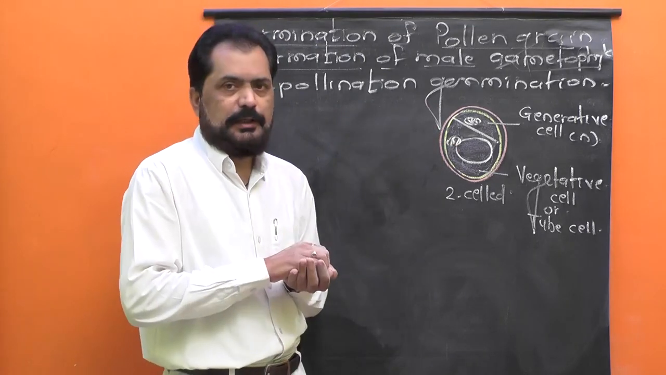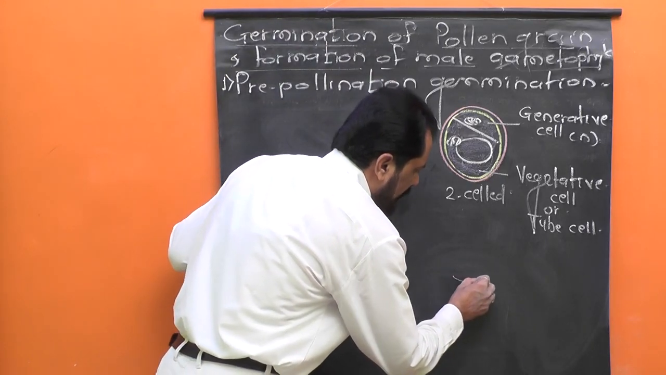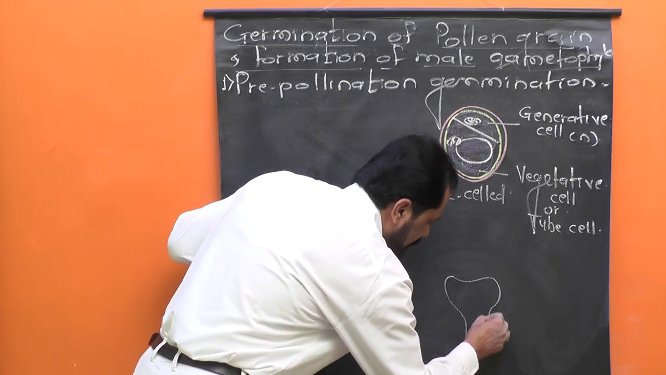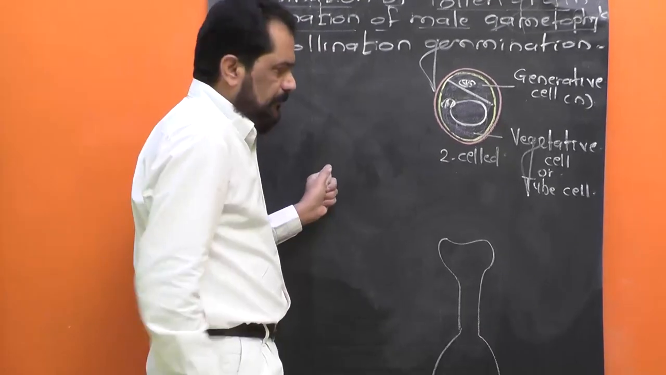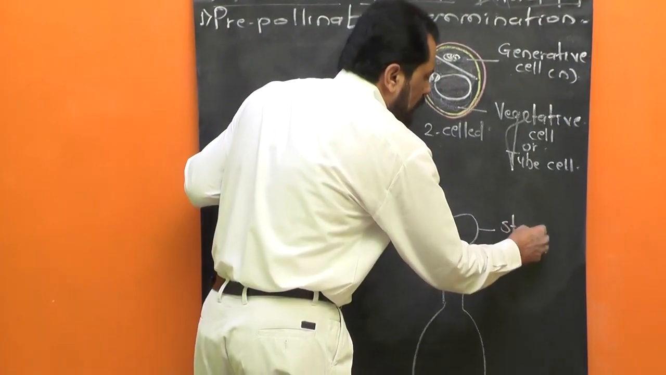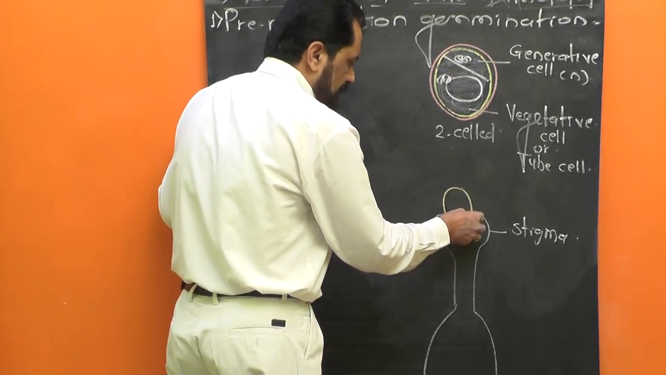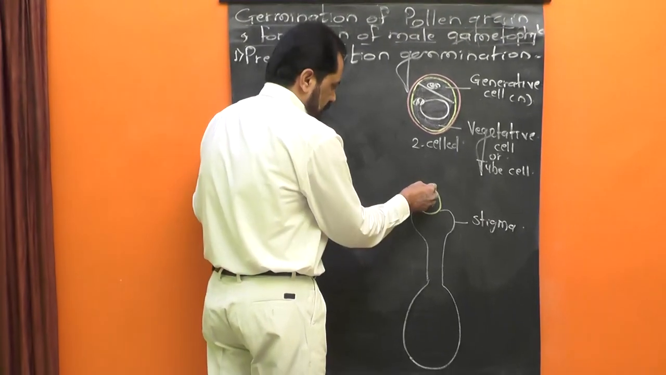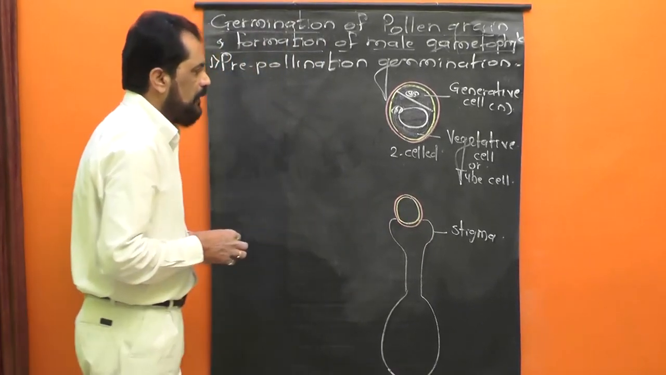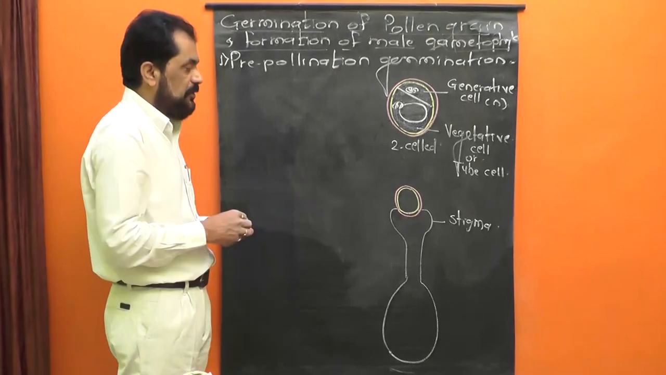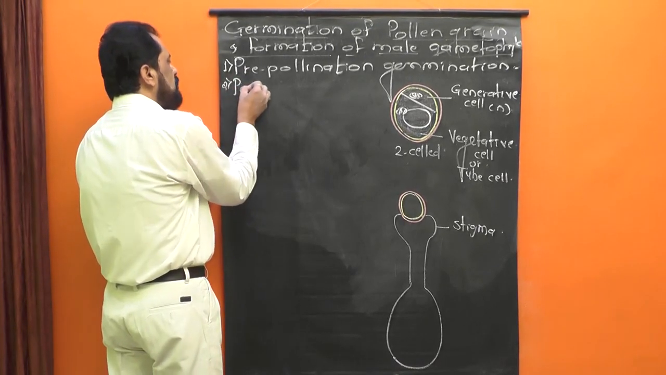Now when these two-celled pollen grains get deposited on the stigma, you know, stigma is the receptive point of the carpel, we are all very well aware, its further development takes place. And the development taking place in that pollen grain after pollination, after deposition on the stigma, is known as post-pollination germination.